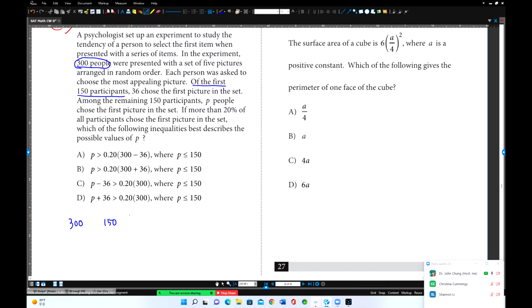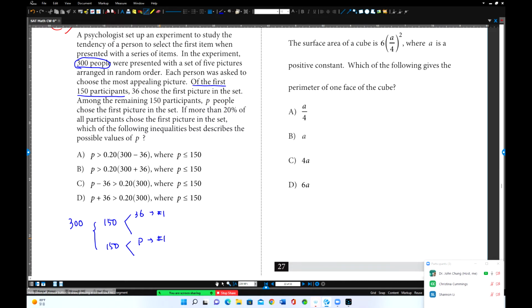36 chose the first picture in the set. Among the remaining, out of 300, the rest was 150. P people chose the first picture. Over here, P people. Oh, this is a little bit complicated, right? They chose the first picture.